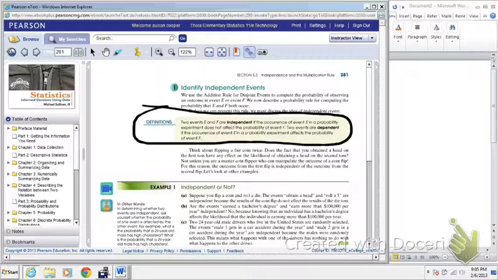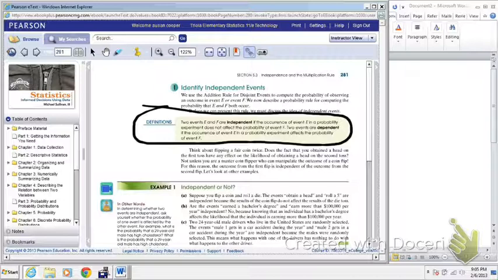Two events, E and F, are independent if the occurrence of event E in a probability experiment does not affect the probability of event F. Two events are dependent if the occurrence of event E affects the probability of event F. So in easy language, if I go to the dentist and I get a cavity, that has no effect on the probability that you go to the dentist and have a cavity, right?